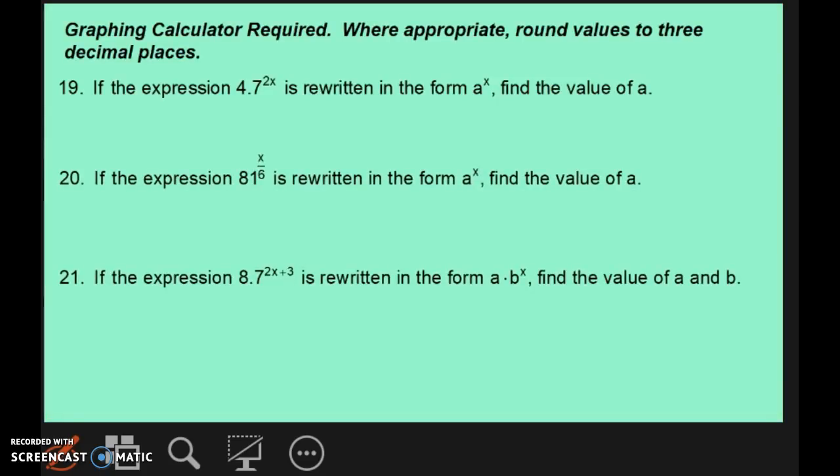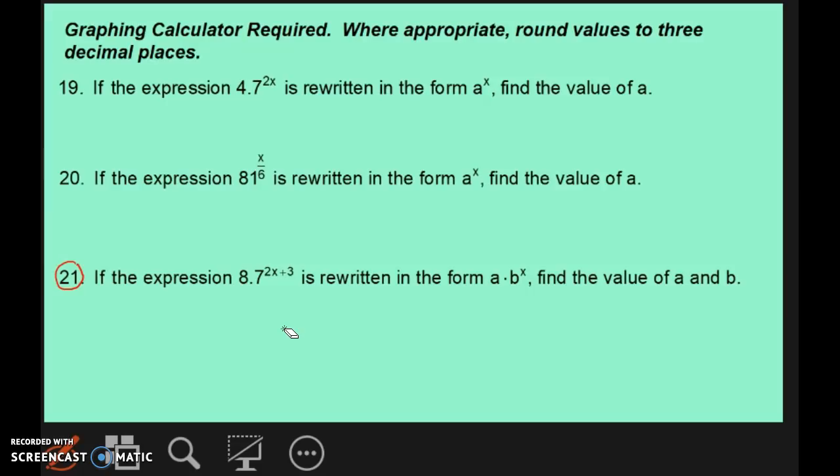The last part of what we're going to do is take an expression that has decimals and try to convert it to the form we had before, a coefficient and then a base to some exponent. What's different about this is we're not looking for a whole number base. We're not looking for something like 2 or 3 or 5. So on number 21, we have 8.7 to the 2x plus 3.